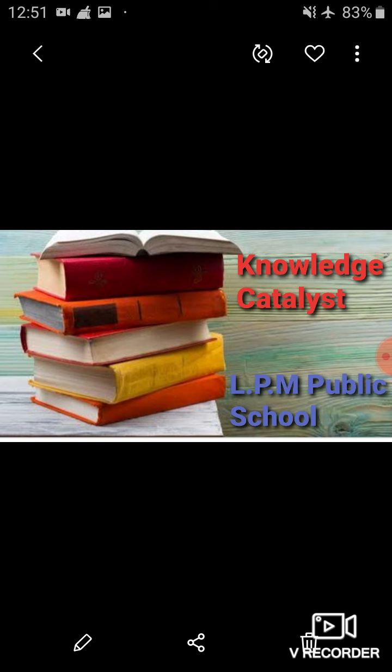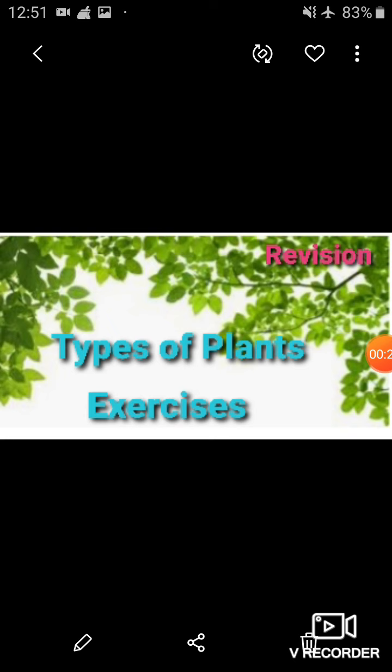Today we are going to revise the exercises of chapter number 1, types of plants, from your textbook. Before starting the exercises of this chapter, let's have a quick overview, or summary, of this chapter. In this chapter we learn about the 5 types of plants, that are trees, shrubs, herbs, climbers and creepers, and we also study the parts of a plant.